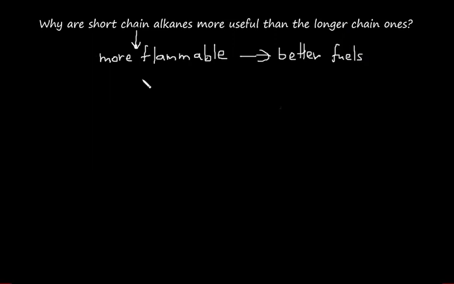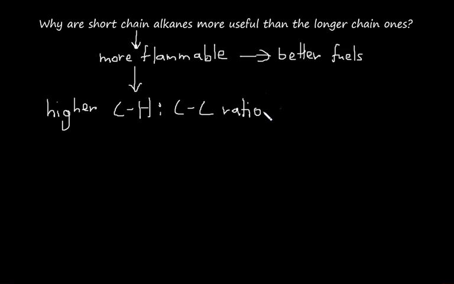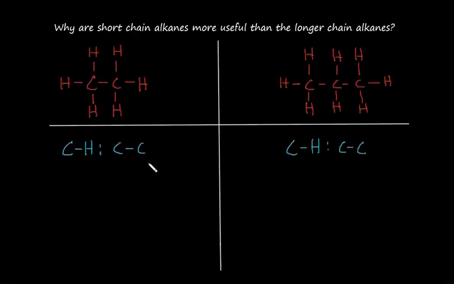Now if you want to dig in deeper and know why these shorter chain alkanes are more flammable, it's because they have a higher C-H bond to C-C single bond ratio compared to the longer chain alkanes, which have a lower C-H to C-C ratio. Now to illustrate the difference between these ratios, let's compare two very simple alkanes, ethane and propane.